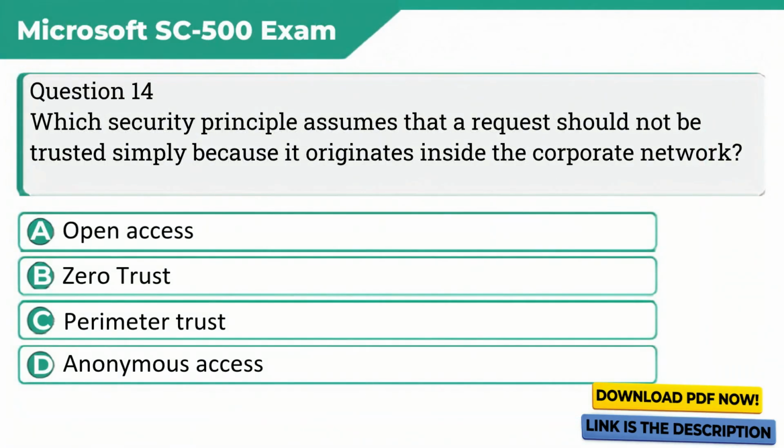Question 14. Which security principle assumes that a request should not be trusted simply because it originates inside the corporate network? A. Open access. B. Zero trust. C. Perimeter trust. D. Anonymous access.